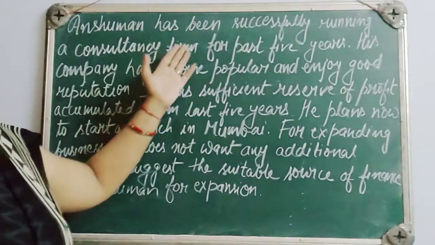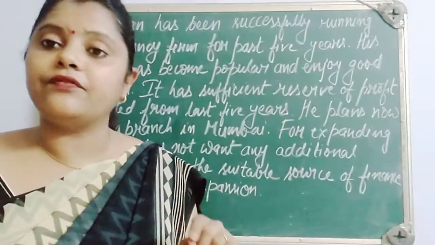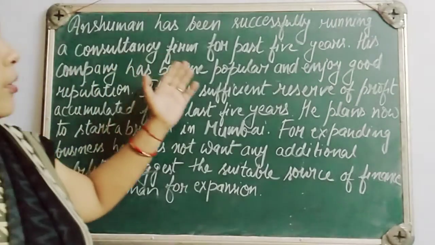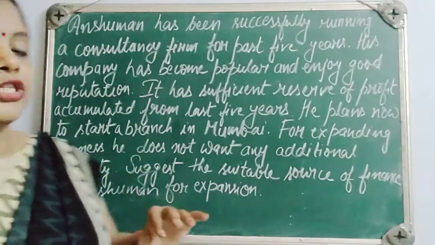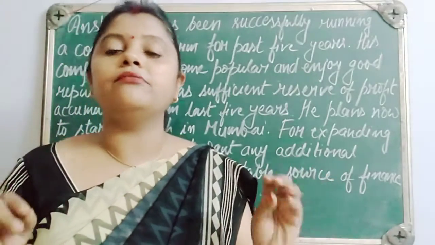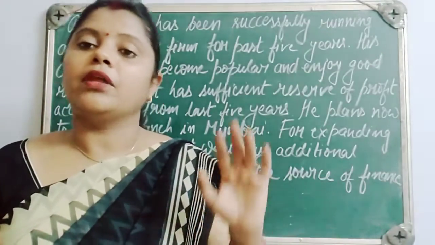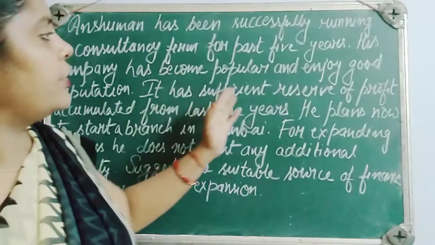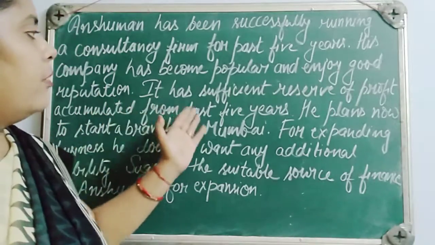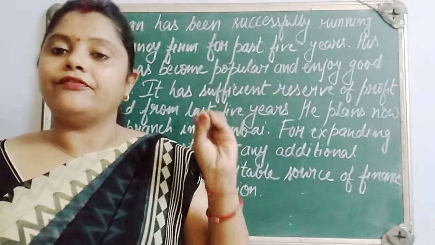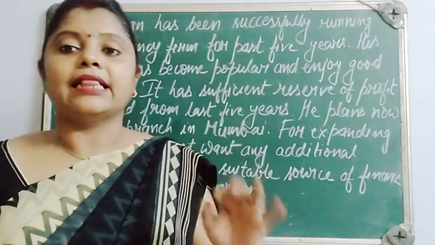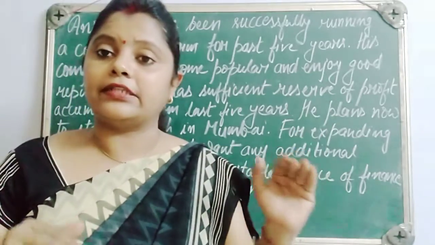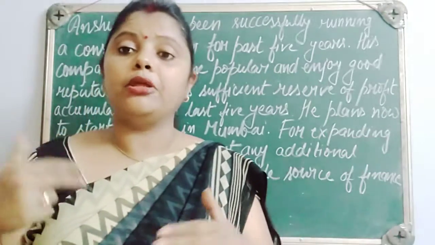The consultancy firm has been running for the past 5 years. Next, his firm is popular and enjoys a good reputation. It is a reputable firm whose name is very familiar to the public. Now, it has a sufficient reserve of profit accumulated over the last 5 years. That means the firm has earned a good profit and saved it, so it has a good reserve which can be utilized in the future.